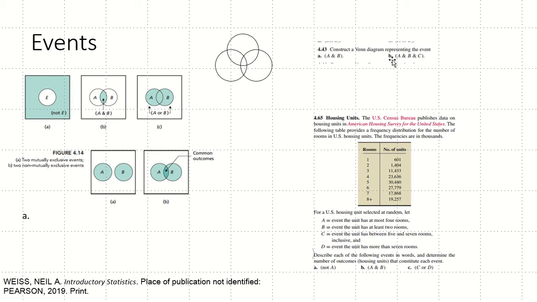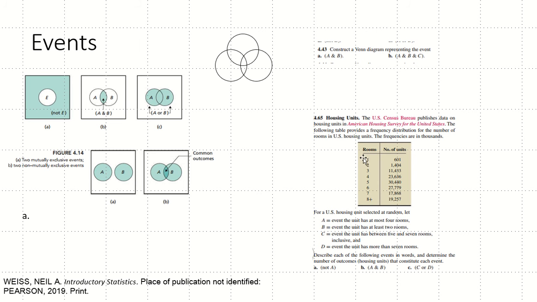For question B, it is A and B and C. And so I drew that here. The only thing that I did not do is the shaded region. So it is what's common in events A, B, and C, that they all share in common. So that would be that. And that's how you answer that question with the Venn diagram. Moving on to 4.65.